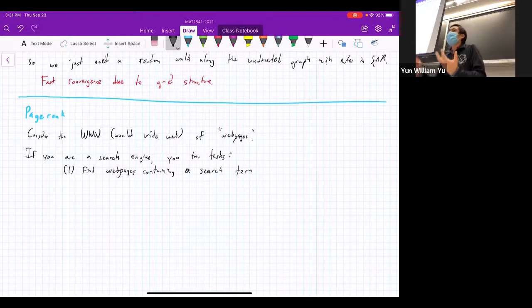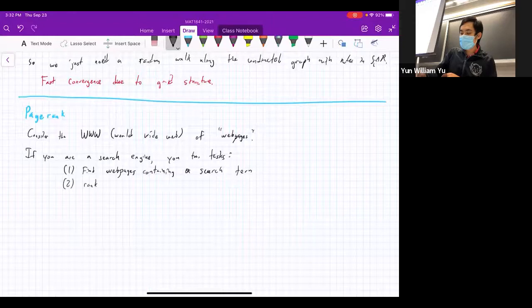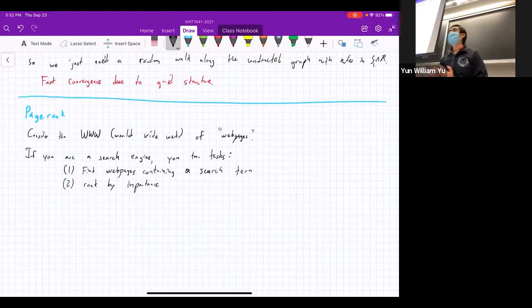But now that's not all you want to do, right? You might want to do a little bit more than just give me a list of all web pages that contain the word car. If there are a billion pages that contain the word car, then that isn't very helpful. The next thing you might want to do is rank them by importance. So maybe some pages that contain the word car are more valuable than some other pages that contain the word car.